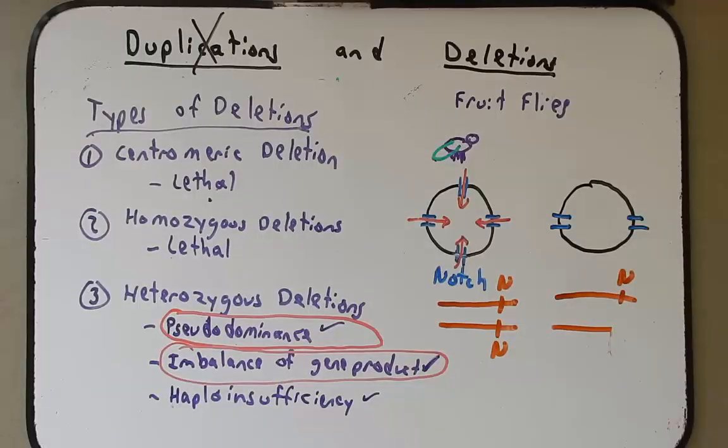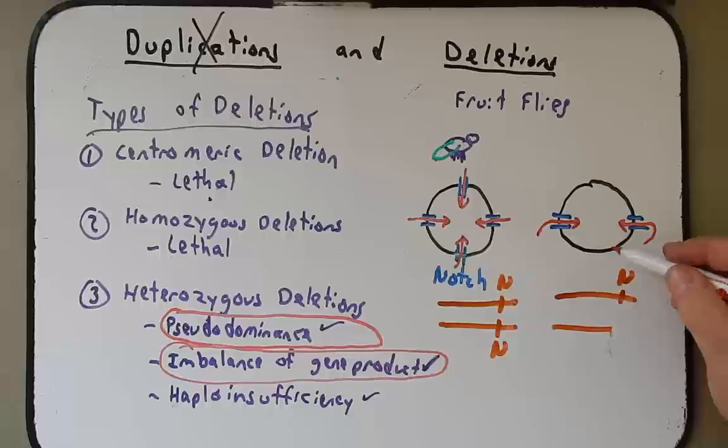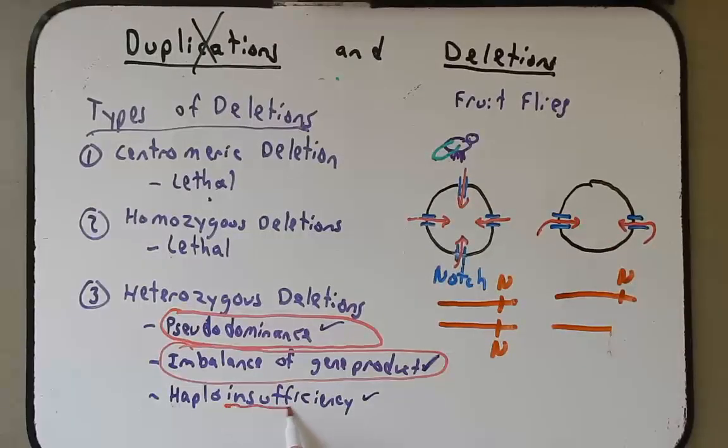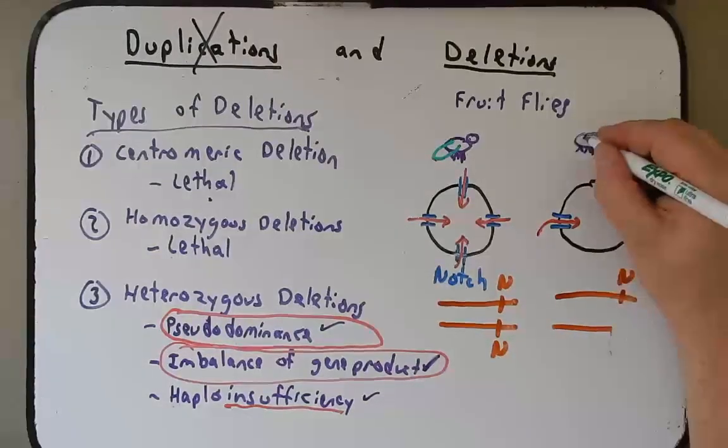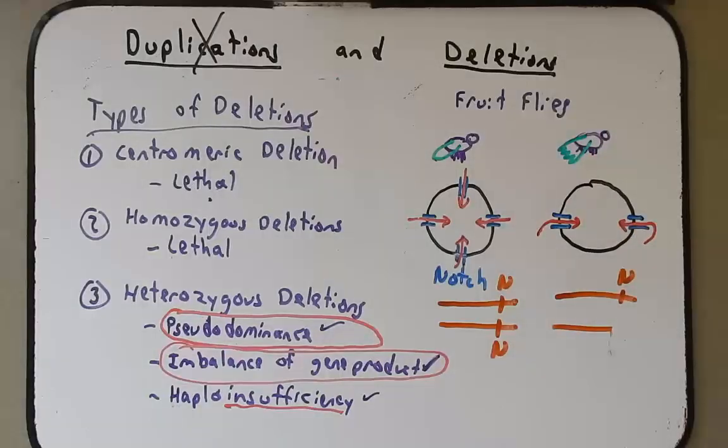And so when it receives the signal to make wings, there's not as many receptors. There is an insufficient amount of receptors. That's how it gets its name. Insufficient amount, compared to 4, as I drew here. And as a result, the fly will have an abnormally shaped wing. It looks kind of notched. That's how it got its name, Notch.